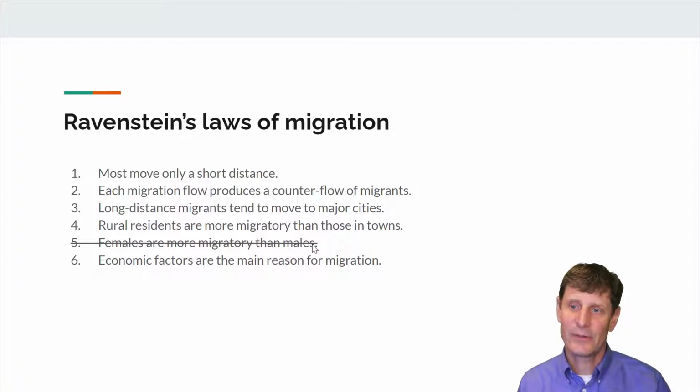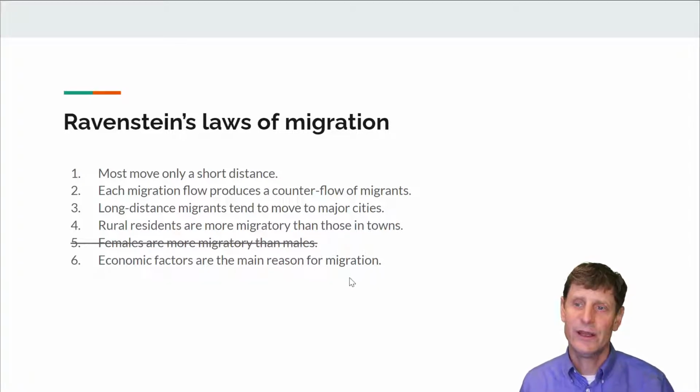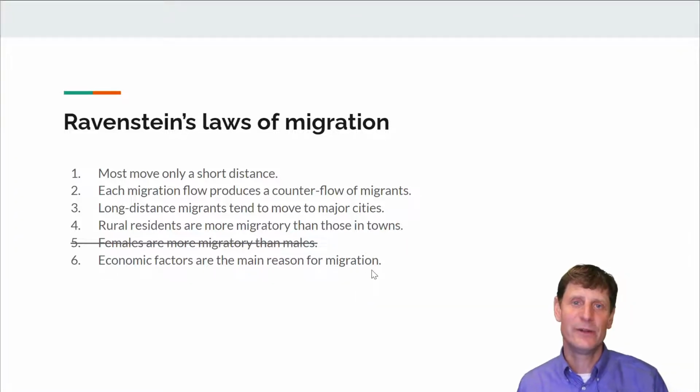And then I already mentioned this one has not been held up as much recently, but economic factors are the main reason for migration. This remains to be true.